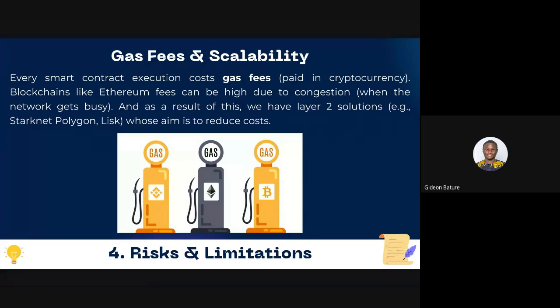All right. So on blockchains like Ethereum, fees can be high due to congestion. I think we talked about this already. When the network gets busy, you have so many people trying to run transactions on the network. As a result of this, we have layer 2 solutions. That's why we have layer 2 to scale Ethereum, and that helps in the reduction of gas fees. For example, you have Polygon, you have Starknet, you have Lisk. All of these aim to reduce the cost of gas fees. Sometimes you want to transfer $40 and Ethereum will tell you your gas fee is $10.